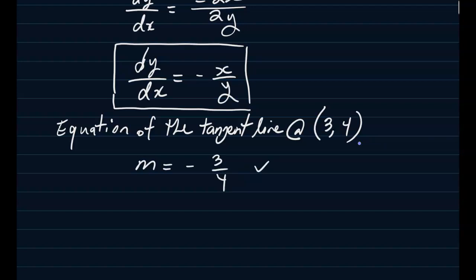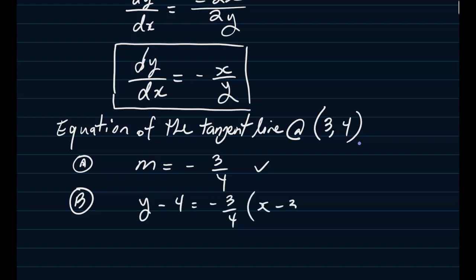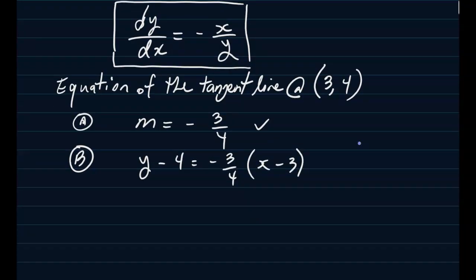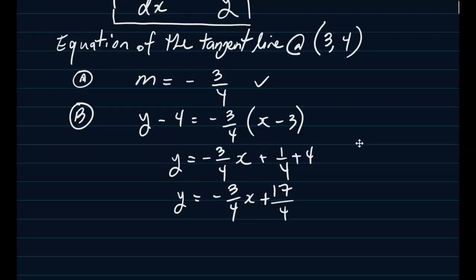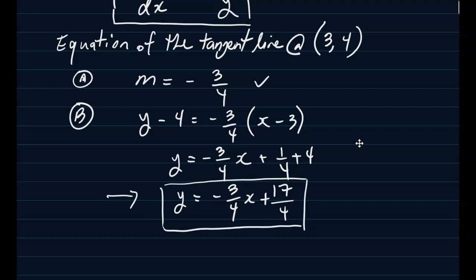That's the slope. Okay, and then we're going to use the point-slope form, and that would be y minus 4 equals negative 3/4 times (x minus 3), and you can manipulate that and make it nicer. So this is the equation of the tangent line to that circle, with the slope of negative 3/4, the final answer.